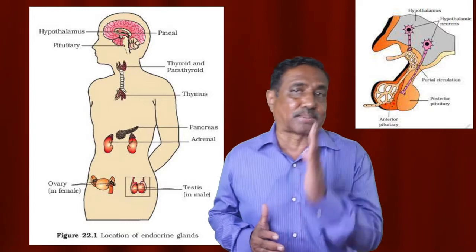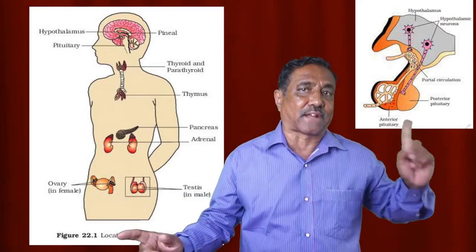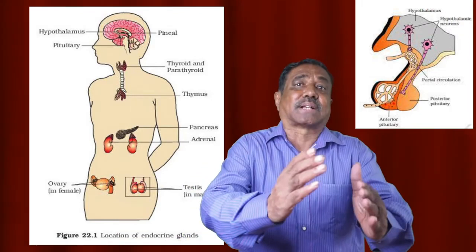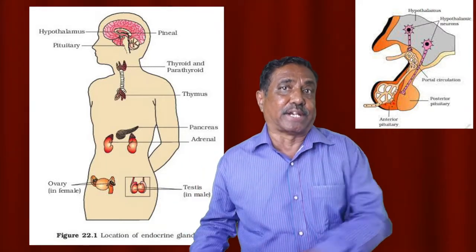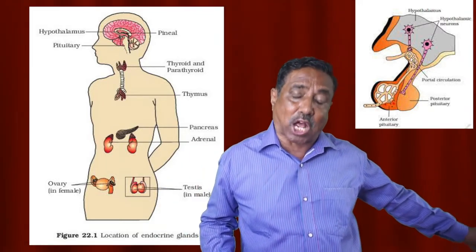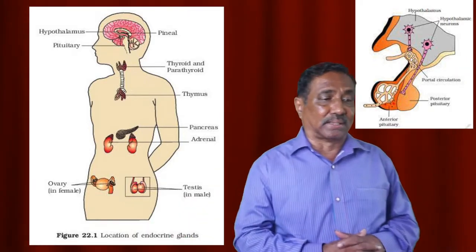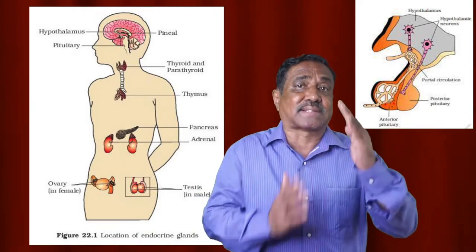Hormones are the chemical substances which are transported from the region of production to the region of activity. There they control all the activities. Such chemical substances which are transported from the region of production to the region of activity or target are called hormones. Hence hormones are called chemical messengers. So endocrine glands secrete hormones.